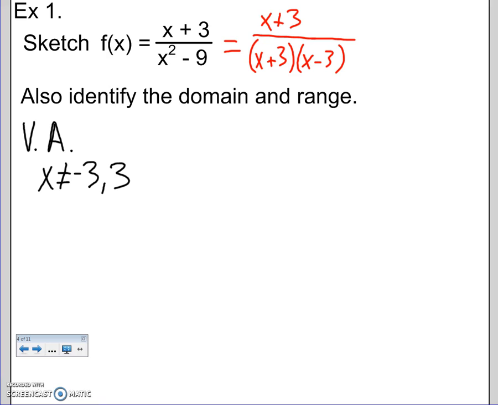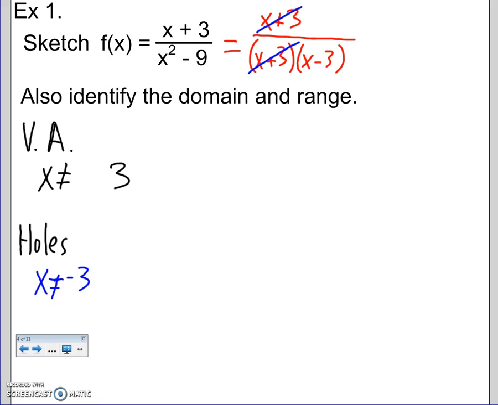Now we need holes. Now holes come from vertical asymptotes canceling out. For example, you see how this top x plus 3 cancels the bottom x plus 3? Well, my bottom doesn't have the x plus 3 anymore, so this restriction no longer was a vertical asymptote, it's now a hole. So I'll put it down here. Cannot be -3. So let me erase this.